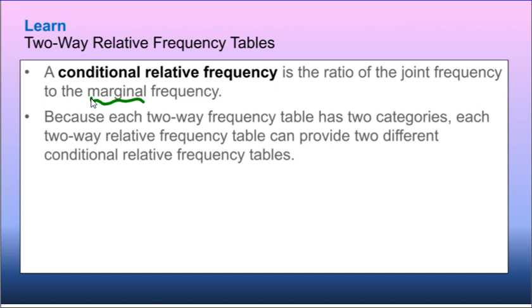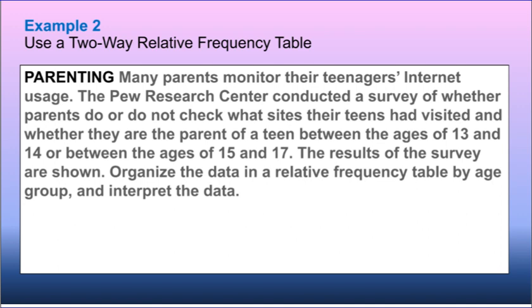Because each two-way frequency table has two subcategories, each two-way relative frequency table can provide two different conditional relative frequency tables. So let's put this into practice. Many parents monitor their teenagers' internet usage. The Pew Research Center conducted a survey of whether parents do or do not check what sites their teens have visited and whether they are the parent of a teen between the ages of 13 and 14 or between the ages of 15 and 17. Results of the survey are shown. Organize the data in the relative frequency table by age group and interpret the data.